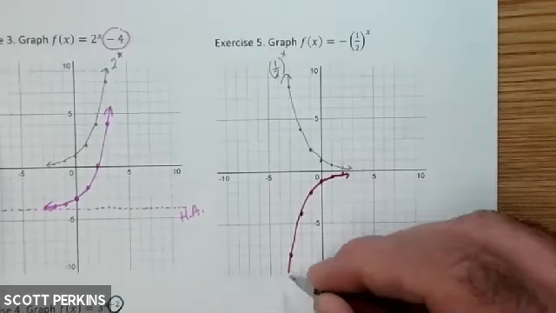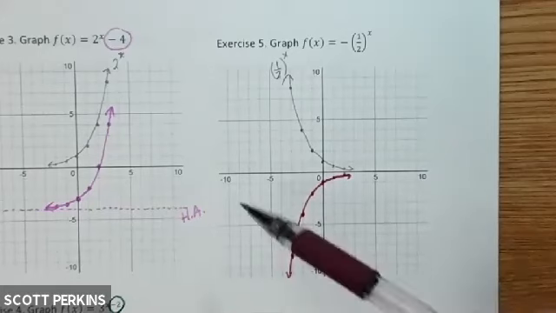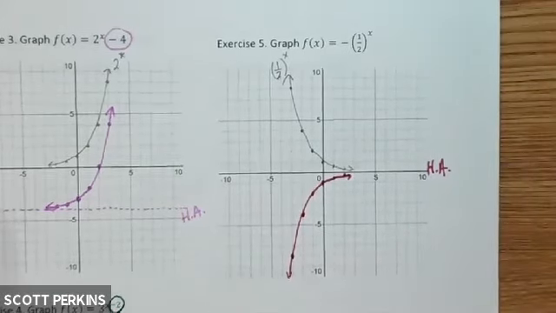Again, the horizontal asymptote does not change. It is still going to be the x-axis. I'm not going to draw it because it's going to make it too messy. So just know that the x-axis here is the horizontal asymptote.